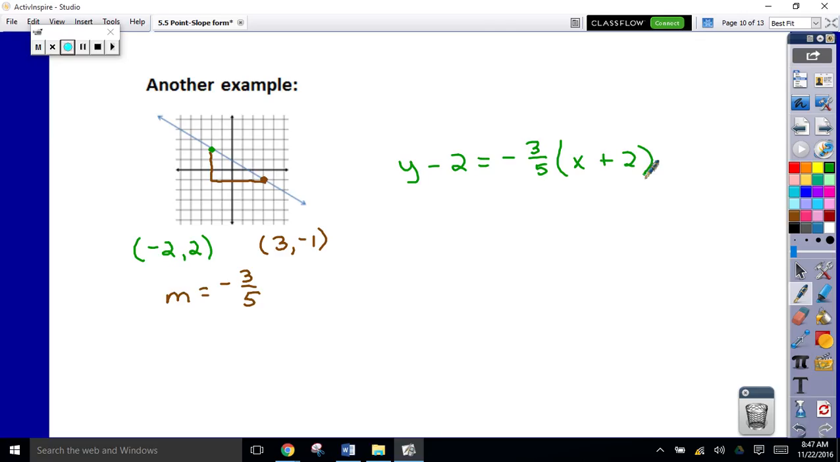Liz, can you do the other equation for me? y plus 1 equals -3/5, parentheses x minus 3. Good. Okay, I think this is enough information for one day, so we're going to stop here.